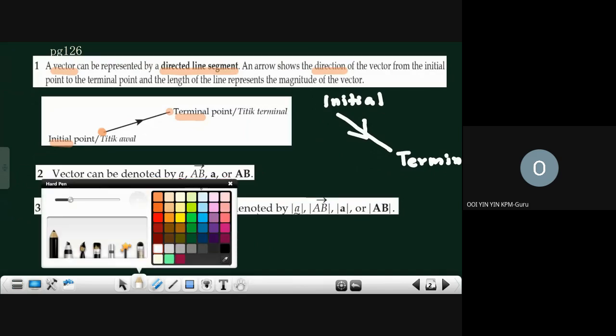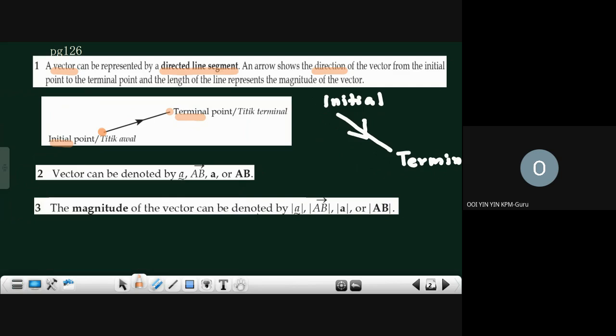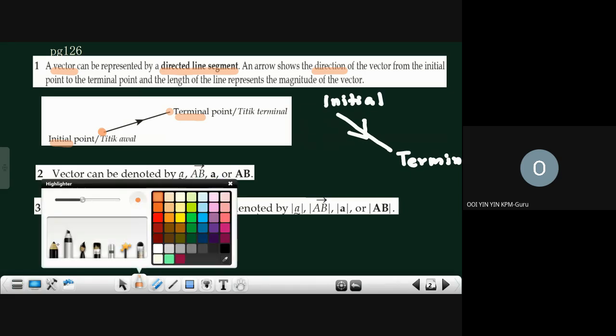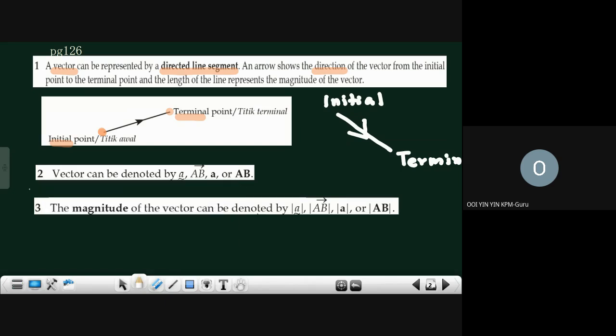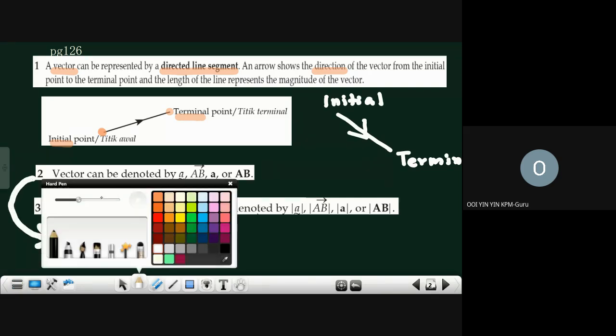Then next, the way to write your vector. A vector can be denoted by, you see that? Maybe I need to show you right here. Maybe it's not very visible. Now the number 2 here, this one is very thick.